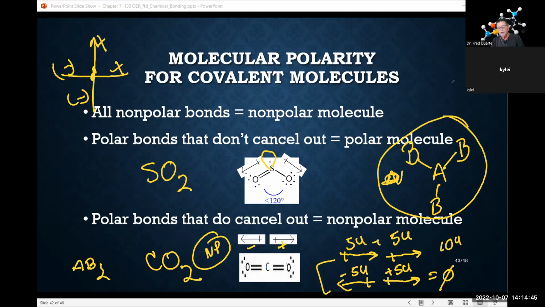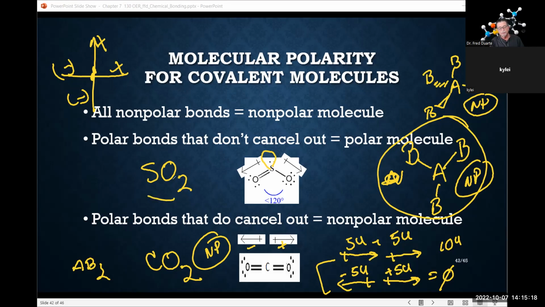Another one would be the tetrahedral, where you have A, B, and B, tetrahedral, because of the symmetry. If these A-B were polar bonds, all of these would cancel out if all the B's are the same. So this would be a nonpolar molecule, because the polar bonds cancel each other out. When they don't cancel each other out, then you end up with a polar molecule.